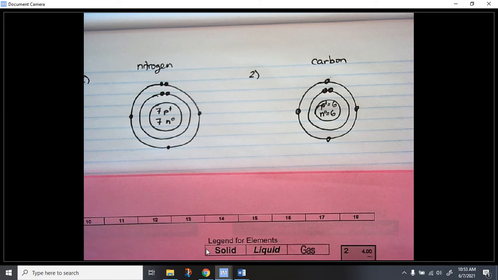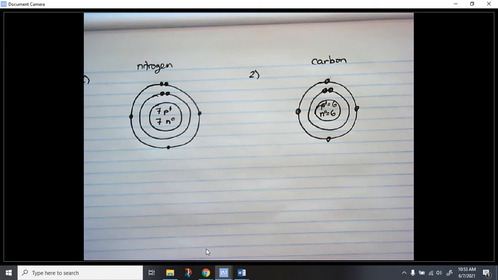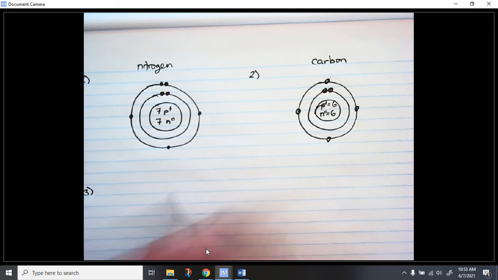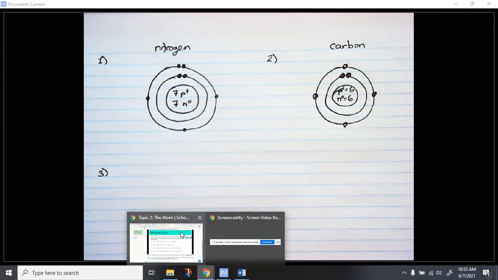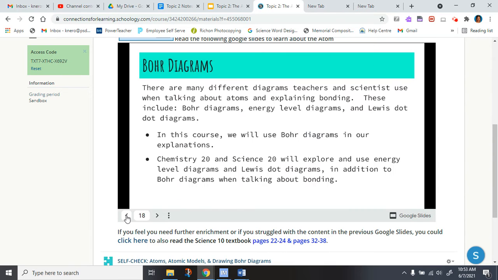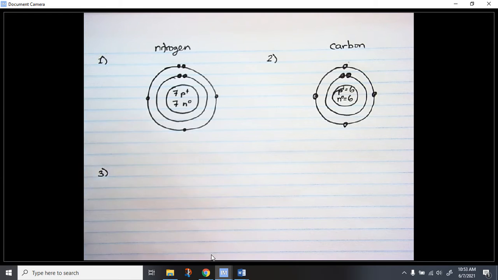Okay, next I asked you to draw a simplified Bohr diagram for K. Now, a simplified Bohr diagram is actually called an energy level diagram. And in that, if you refer back into your notes, we saw that one right here. This is that simplified drawing here. So we're still going to take that nucleus, but instead of drawing the rings, we're just going to put lines with those actual amounts in them. Okay, so next I asked you for a simplified drawing for potassium.